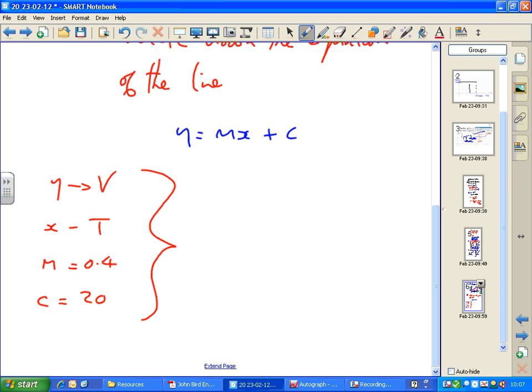So my final step would be, instead of y, I would write what is on the y-axis, volume, equals 0.4 times, what's x represent? X represents the temperature, plus 20. And that would be my formula that relates the volume and the temperature, which you could then use to find a temperature or a volume given a value.